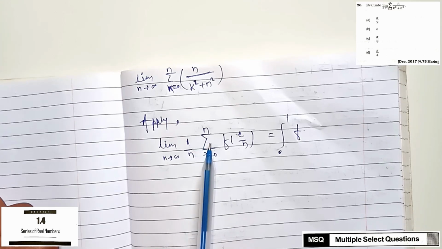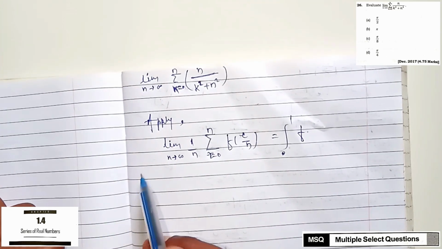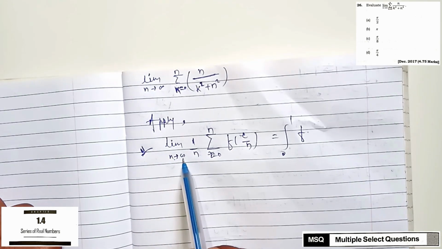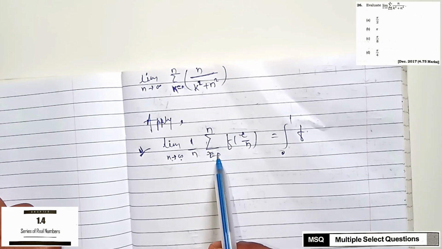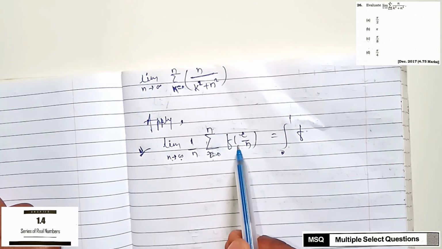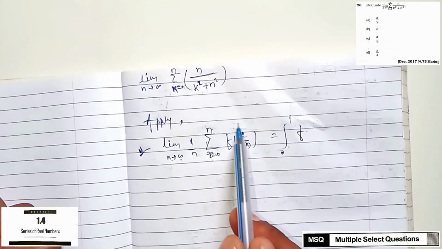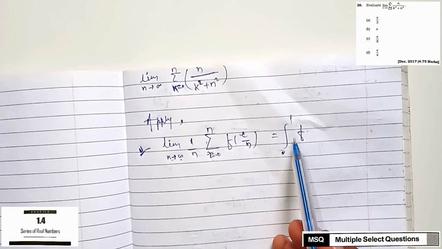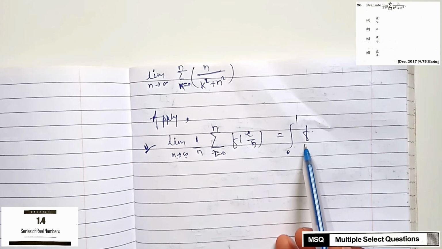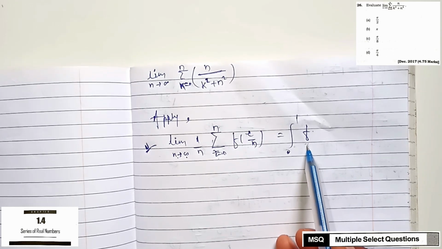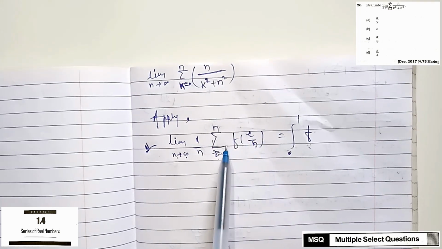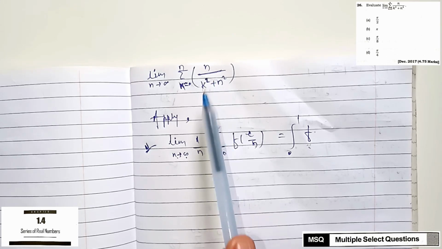The result says that when we have the limit as n tends to infinity of 1 upon n times the summation, r running from 0 to n, of f of r by n, then we write the integral over 0 to 1 of f. For finding such summations, we write it this way. So we have to replace our given term with this term. How can we transform our term into this form?